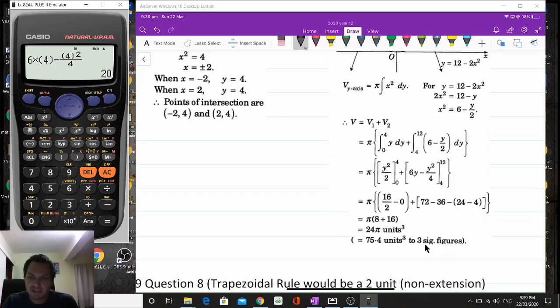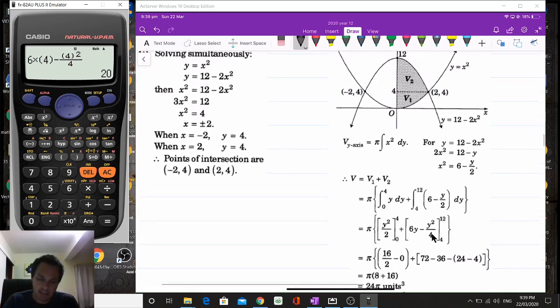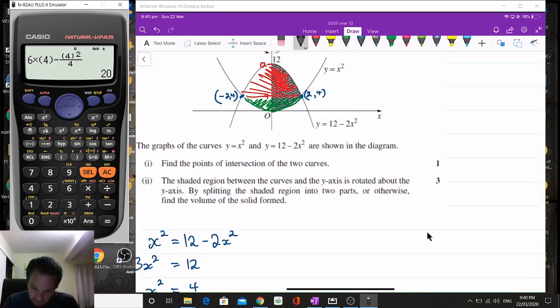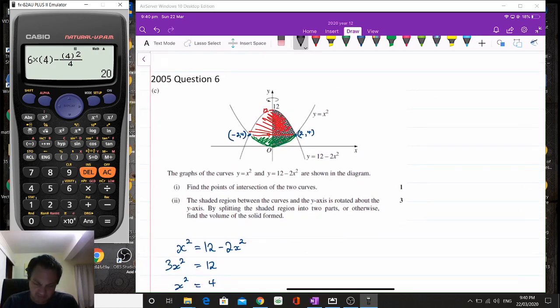Did it ask for 3 significant figures? I should check the question. I didn't read it all. No, it didn't ask for 3 significant figures.